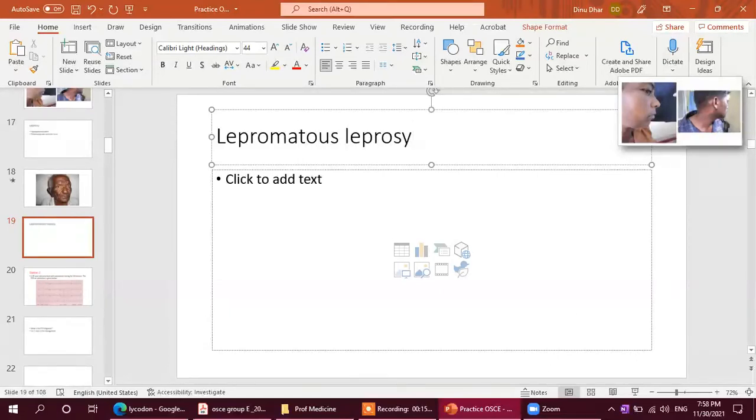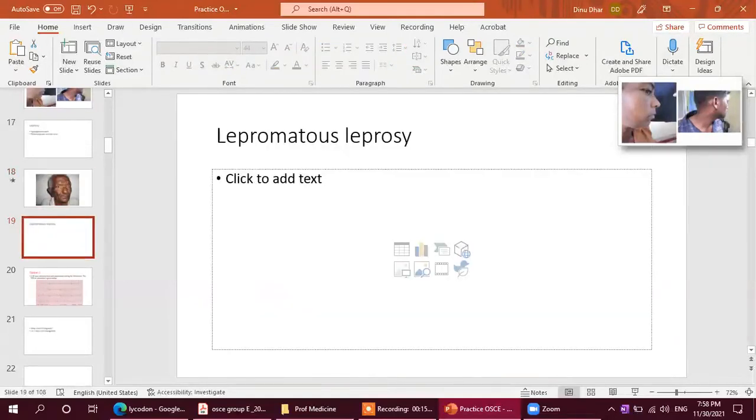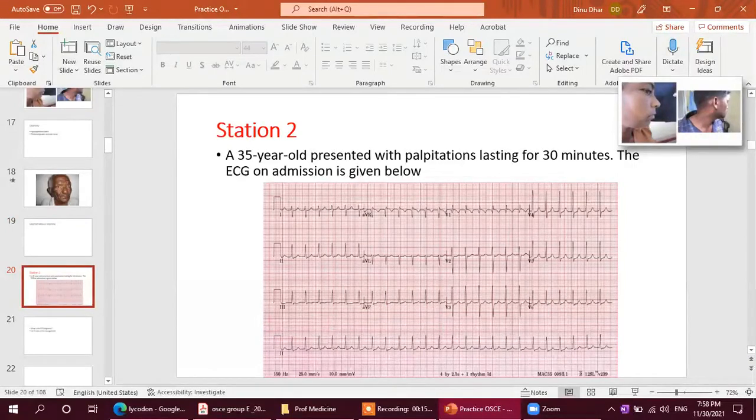So there you can get other things also, but I've just given you some of the common ones. Leprosy pictures can be given. Erythema multiforme, erythema nodosum, SLE, systemic sclerosis, psoriasis. These are the common things you can get. Right.